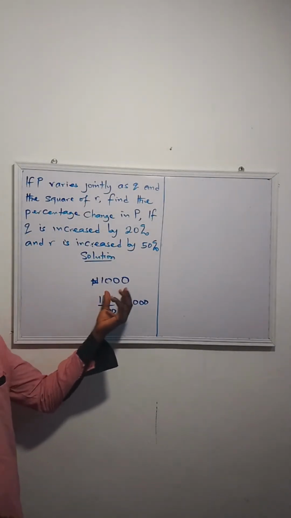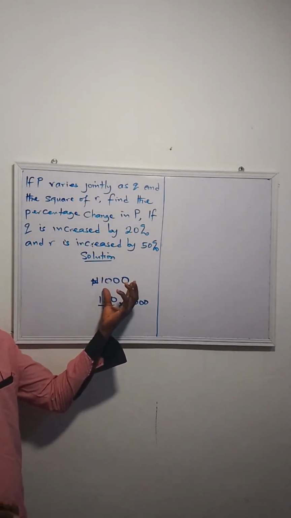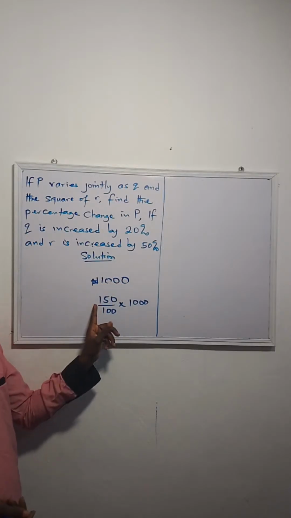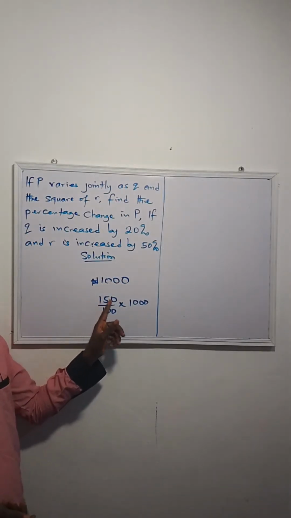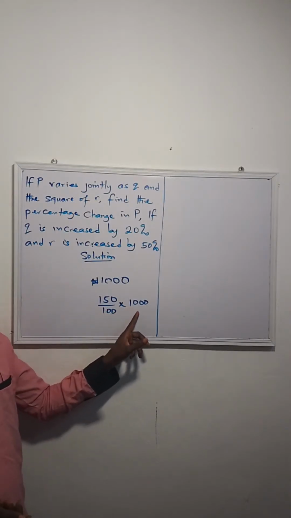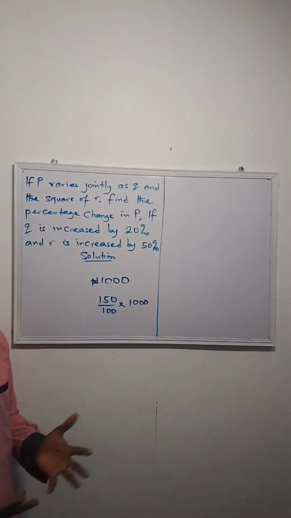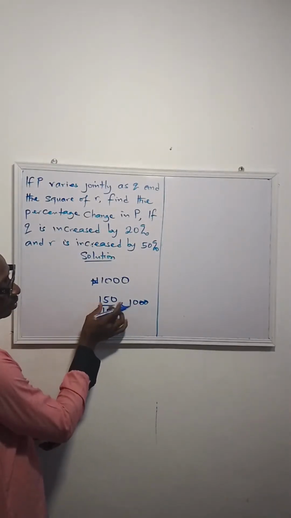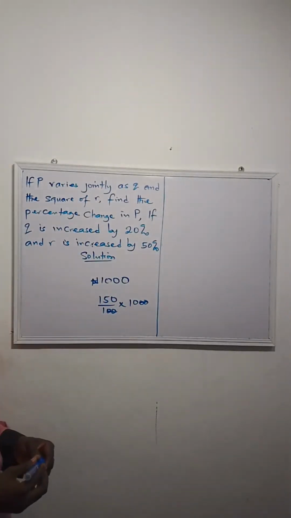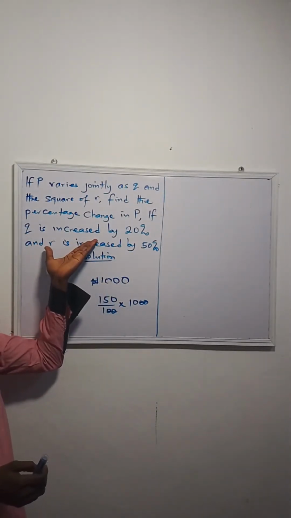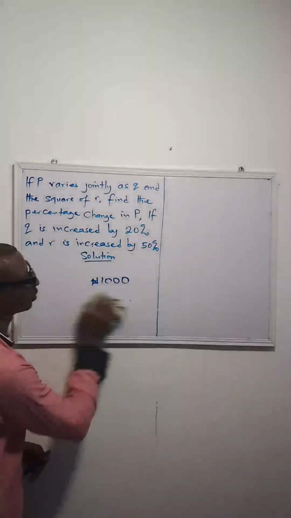So that means we are adding 500 naira to 1,000 naira. If I'm increasing this by 50%, this is the way I'm going to write it: 150 over 100 times 1,000, and that gives me 1,500 naira because the zeros cancel. When you multiply together, you have 1,500 naira, and that is the idea we're going to be using here. Okay, so now let's start.